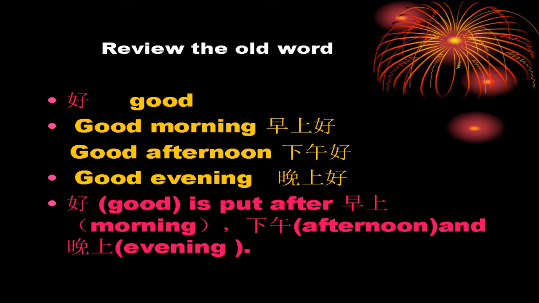The same way, in English, good afternoon, good is put in front of afternoon. But in Chinese, we use the other way, we put good after afternoon. 下午好, you put 好 after the time. What about good evening? The same way, in Chinese, 好, good, you should put after evening, 晚上, so we call it 晚上好.